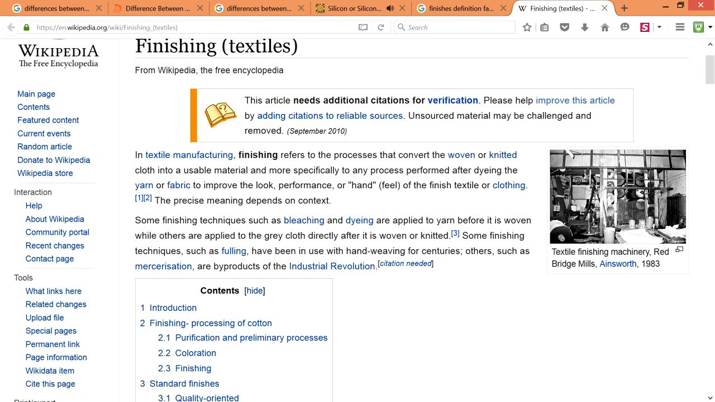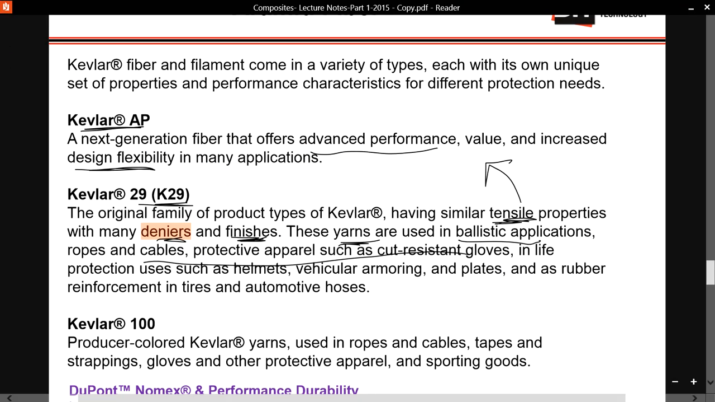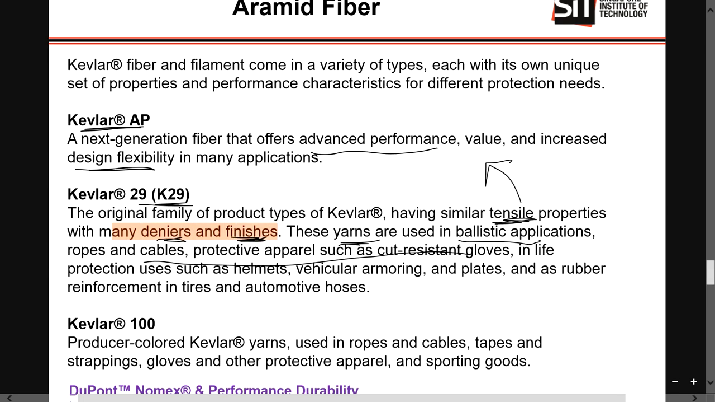Alright, and you actually bleach or dye it for multiple layers, and it says with many deniers and finishes. So in other words, this product contains a lot of grams per 9,000 meters, because it's an SI unit. So it is a lot of materials put together, rows of them put together, and then you finish them off with some dye or some protection layer and things like that, I think.